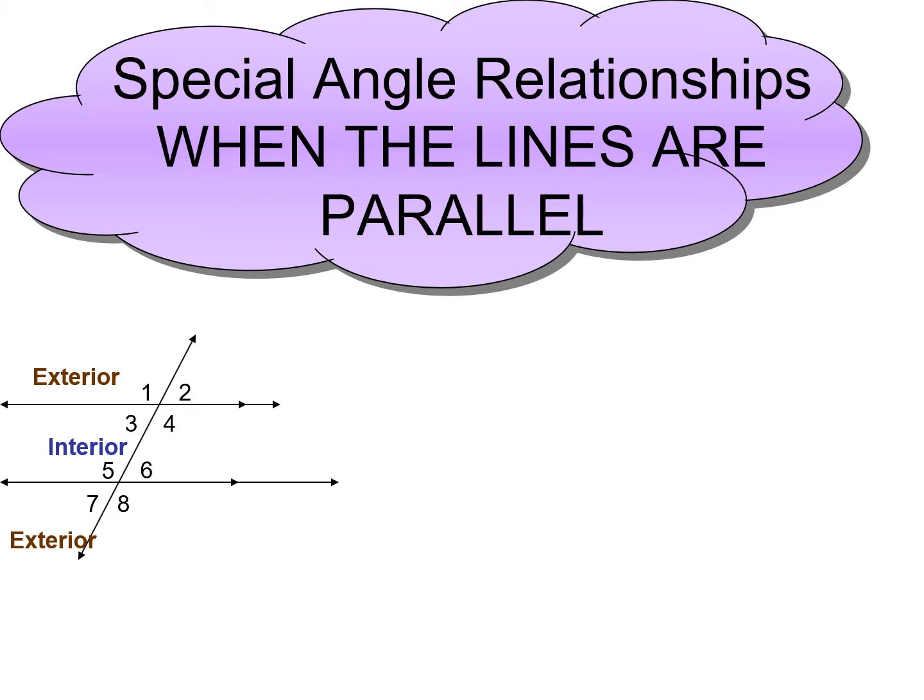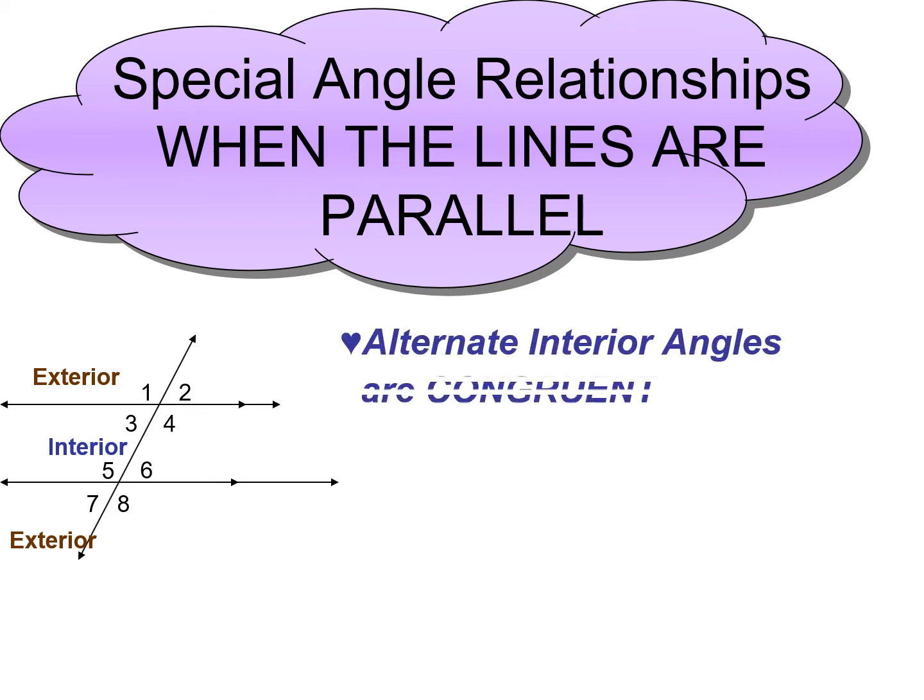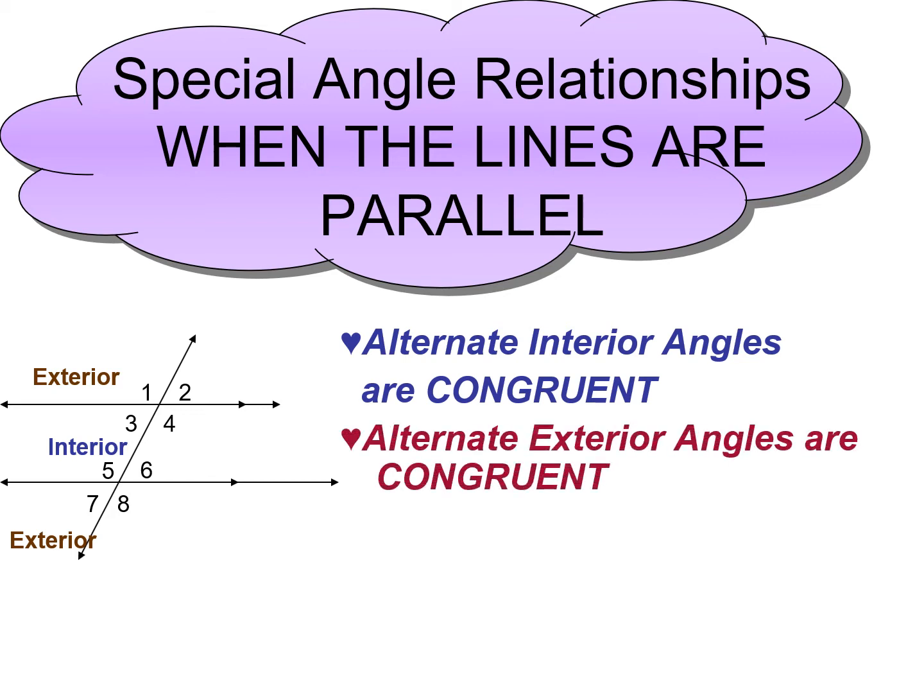The exterior angles are the following also: angle 1, angle 2, angle 7, and angle 8. Take note that in parallel lines with a transversal, the relationship of special angles is that alternate interior angles are congruent, same as alternate exterior angles, which are also congruent.